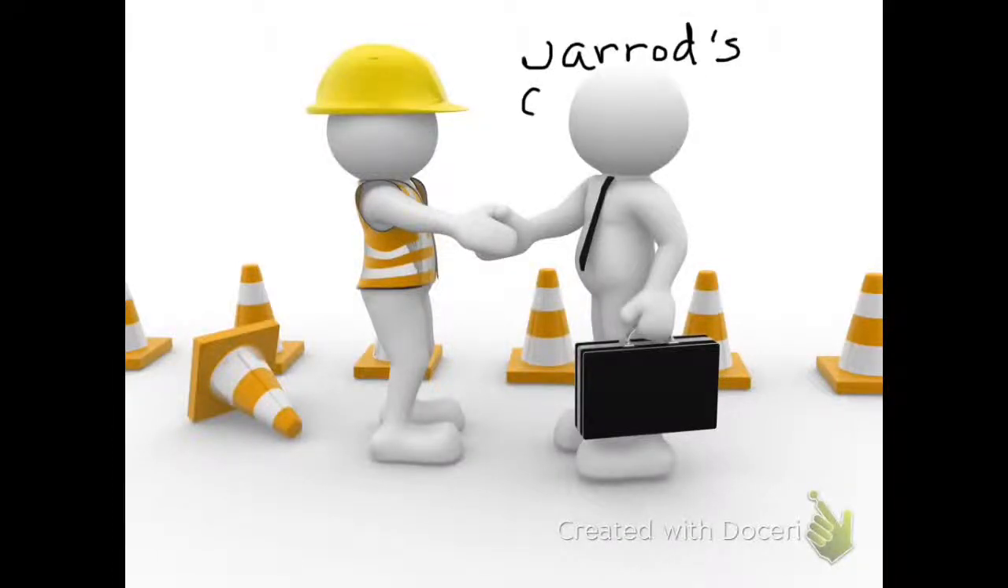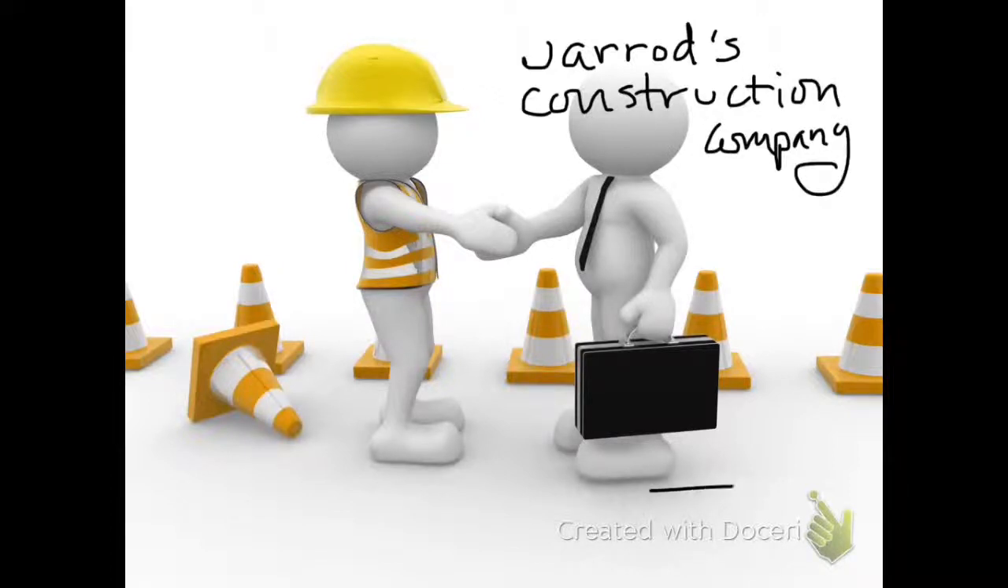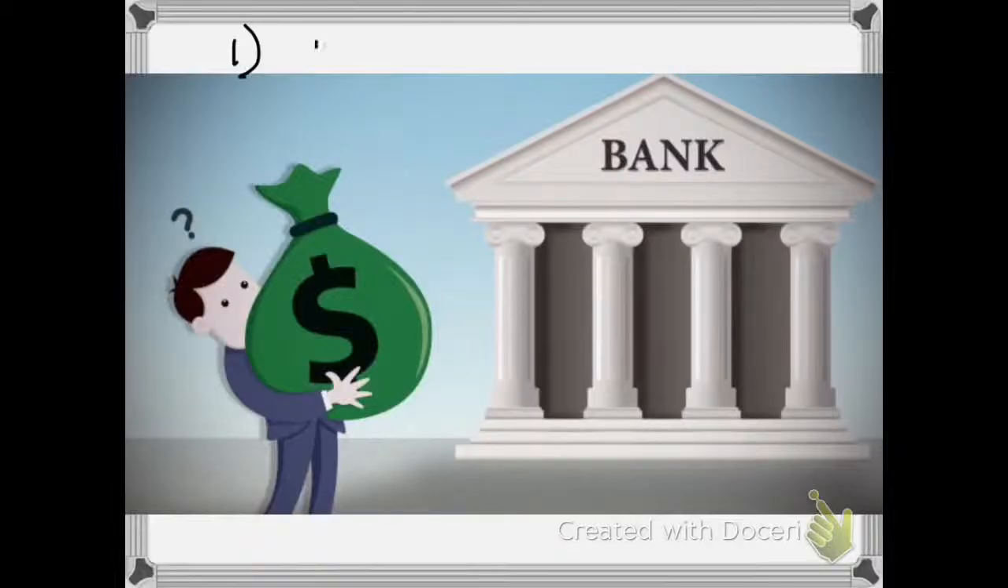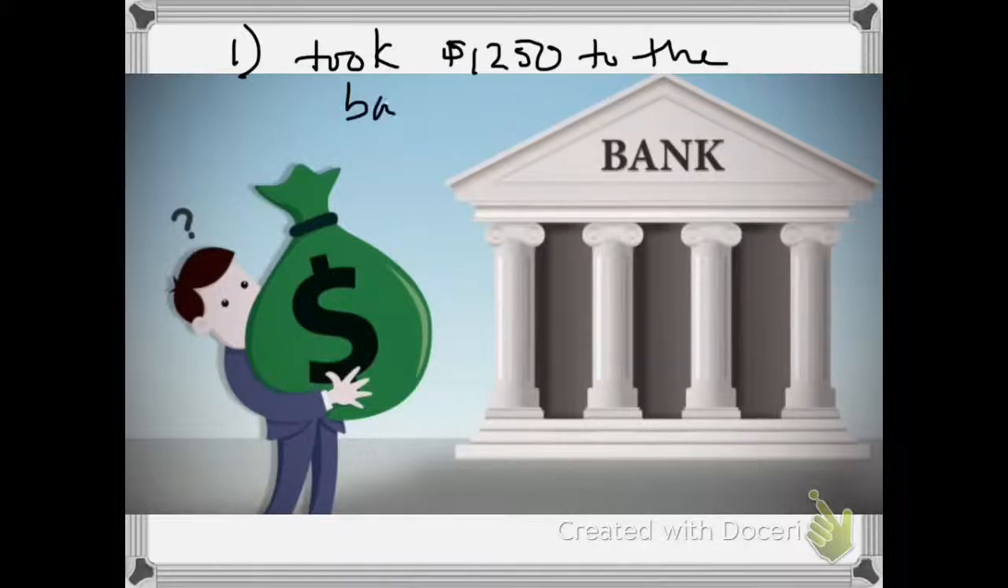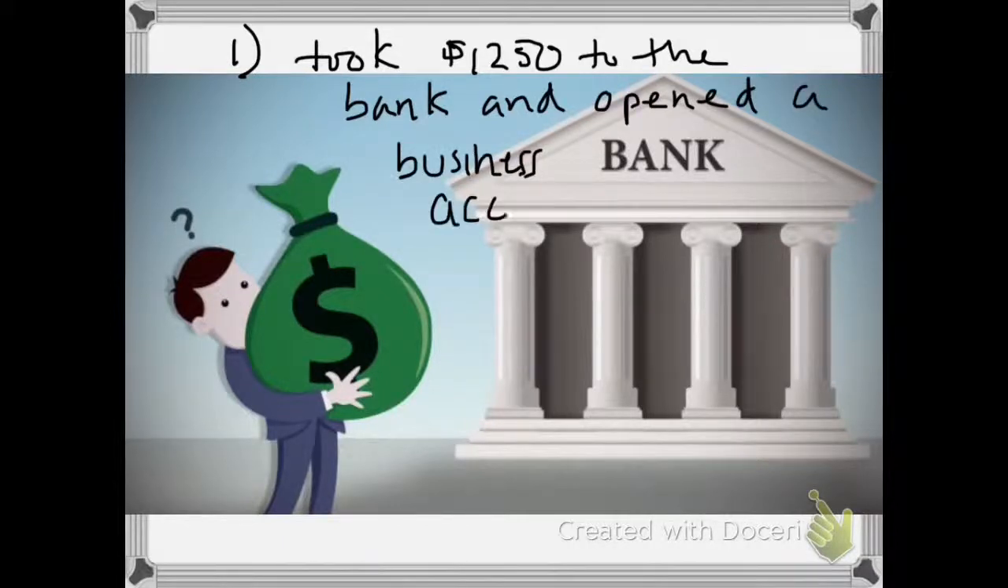Here's a quick recap of this morning's business simulation, Jarrod's construction company. Jarrod opened his business with $1,250 of his own money, which he took to the bank and opened a checking account in the name of Jarrod's construction company, which is usually the first thing you do when you start a business. You open your own checking account.